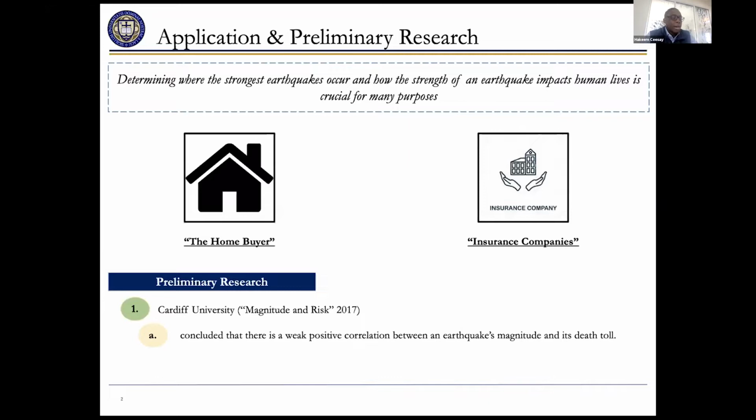The project tested the hypothesis that larger magnitudes in natural disasters lead to higher fatalities. The researchers concluded that for any given magnitude, the number of fatalities ranges from 0 to a maximum number, while the maximum number of deaths tends to increase with magnitude for earthquakes near or below magnitude 7. That does not hold true past 7 on the Richter scale. Hence, the Cardiff University study concluded that there is a weak positive correlation between an earthquake's magnitude and death toll, which is essentially where the basis for our report came from.